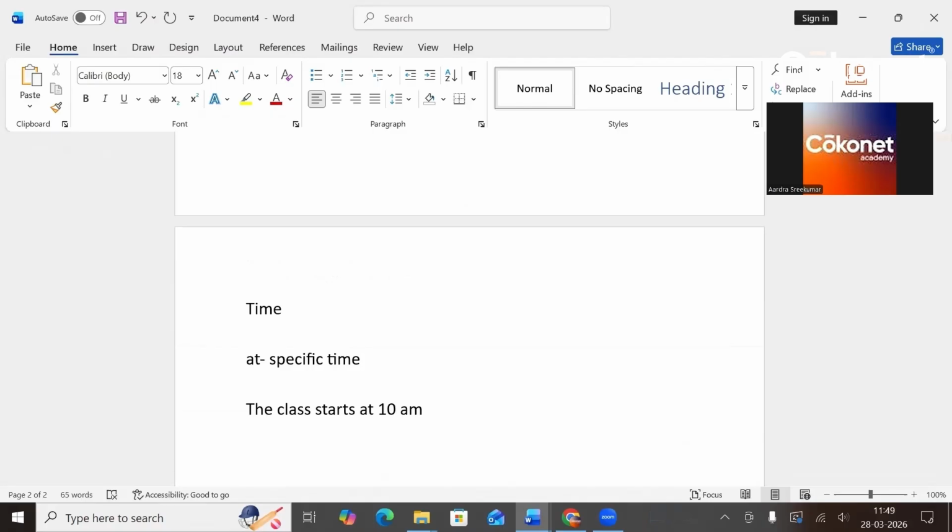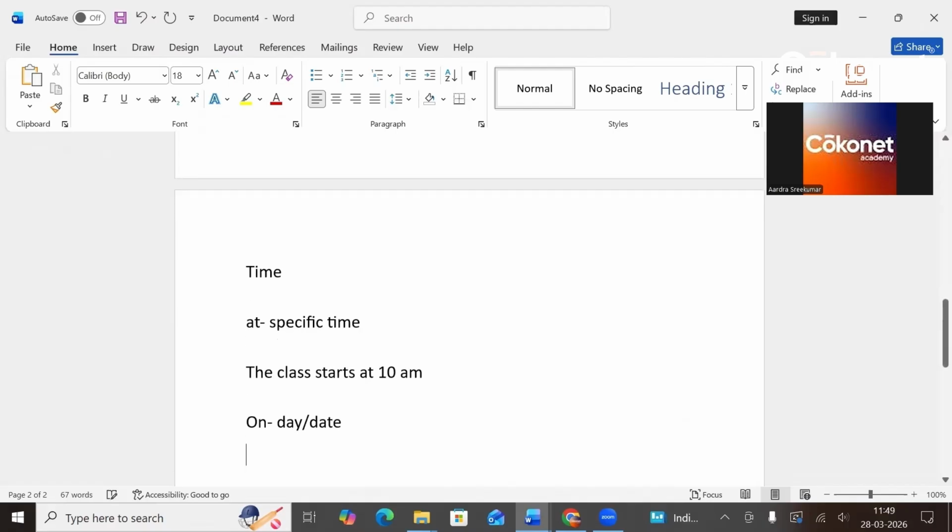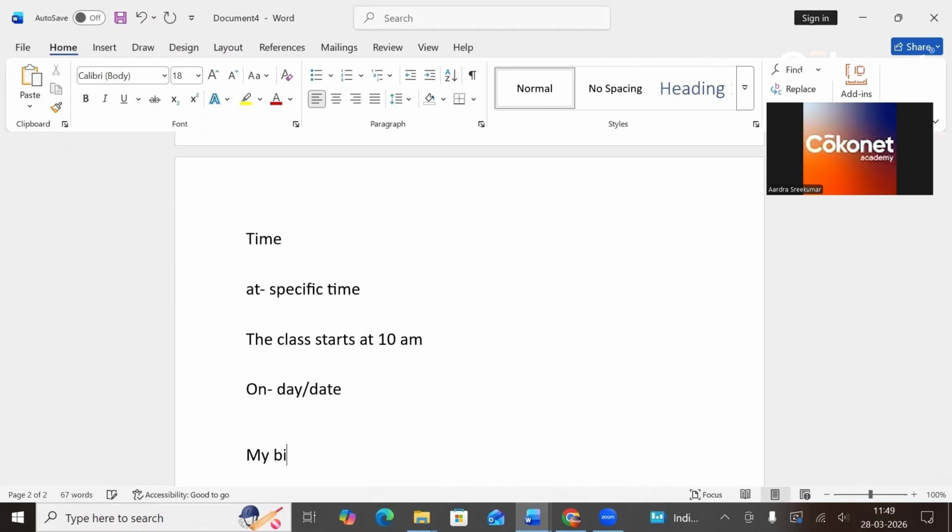Okay, so "at" with respect to time is used to mention a very specific time. Now, moving ahead to "on": if you want to talk about a day or a date, you use "on". My birthday is on 31st October. So it's a date here, right?